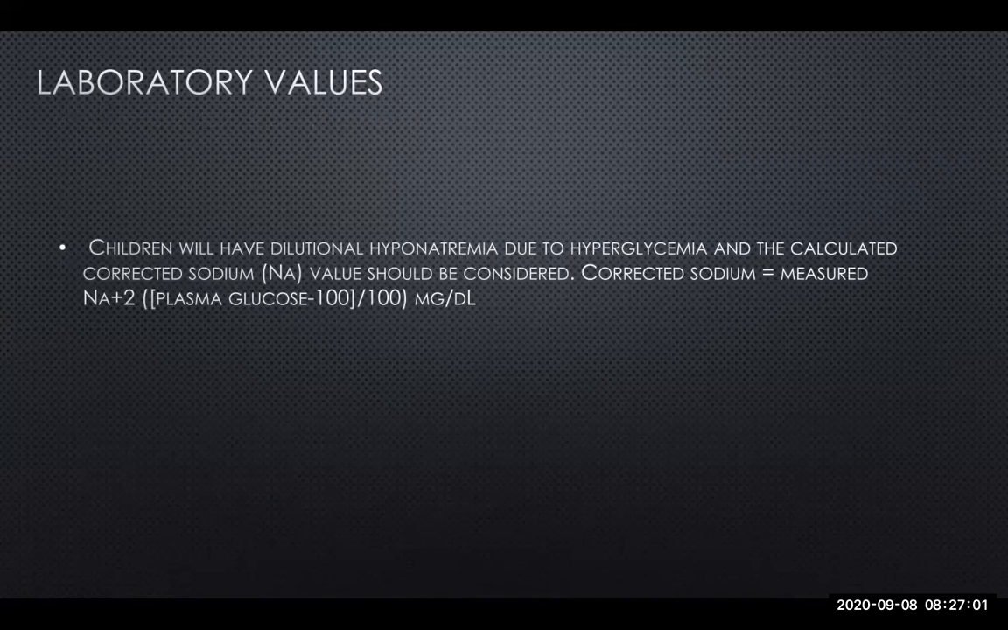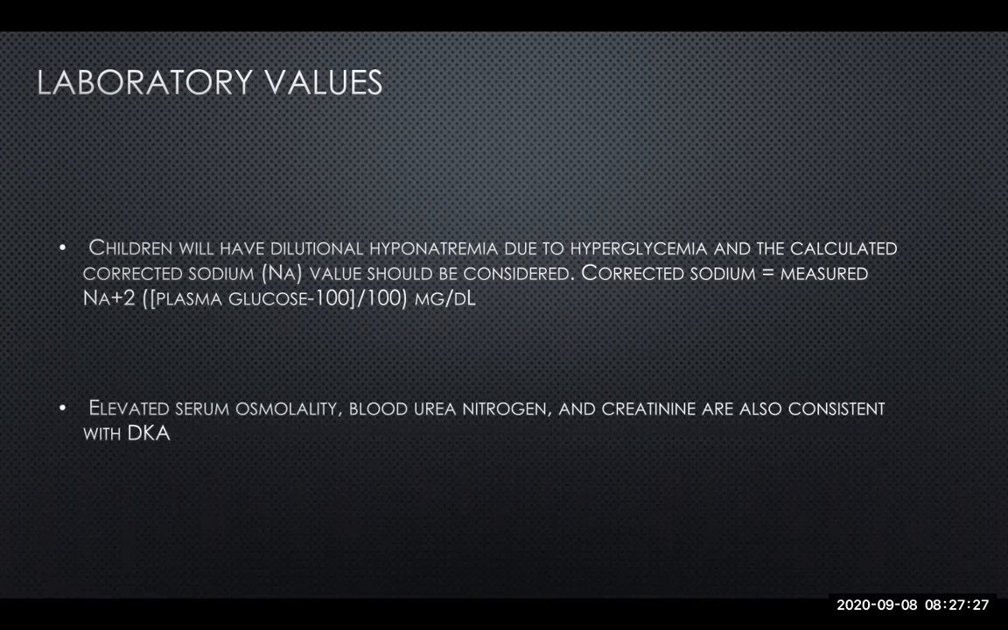In the patient we are also going to see a hyponatremic state, but this is caused by the hyperglycemia. So we need to calculate the corrected sodium. This is a formula: the sodium plus 2 multiplied by the plasma glucose minus 100, divided by 100.